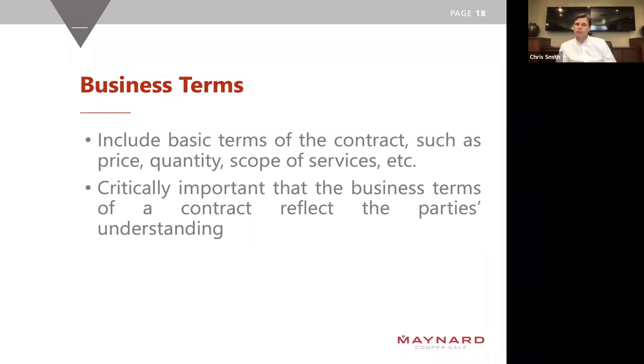Are you selling goods? Are you buying goods? Are you providing services? Tell me what the parties have agreed to, and whatever that agreement is from a business standpoint, it should be reflected accurately in the contract to reflect the parties' understandings. That is without a doubt the most important piece of any contract, because at the end of the day, that's the why for why you're entering into the contract in the first place.